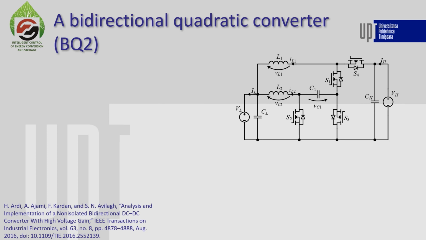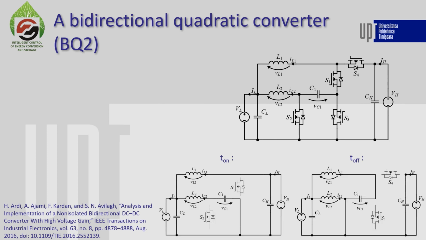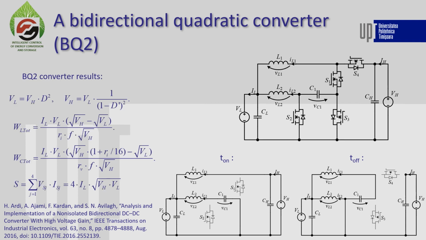Next, we have a different bidirectional quadratic converter with a different schematic and also different equivalent switching schematics. This time the two schematics are also different, but as we see, the main mathematical results are the same as the rest of the bidirectional quadratic converters.